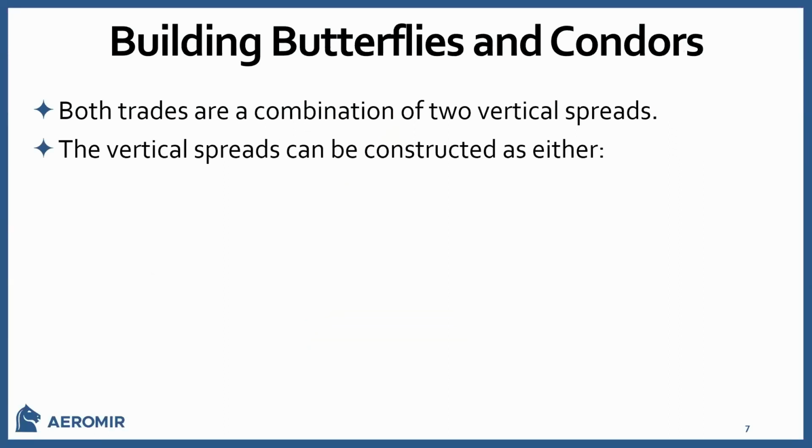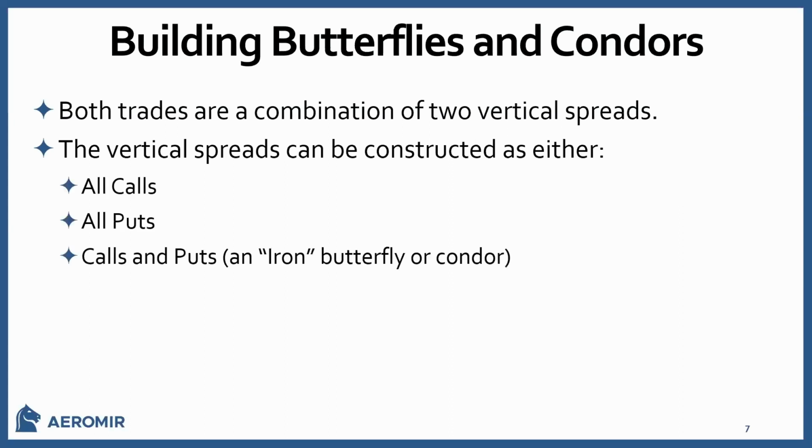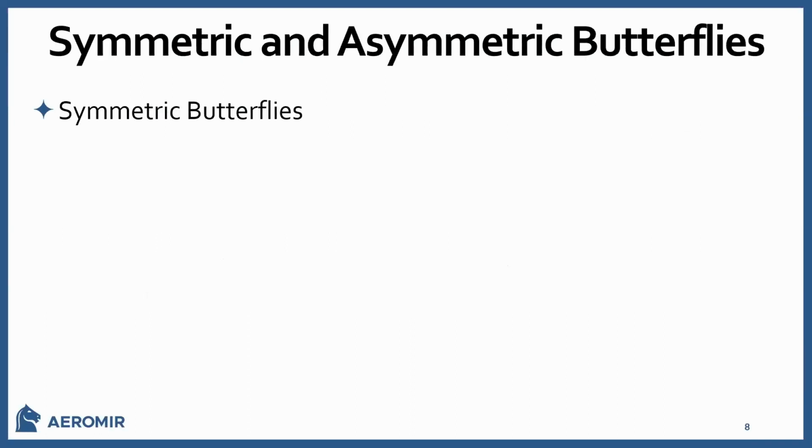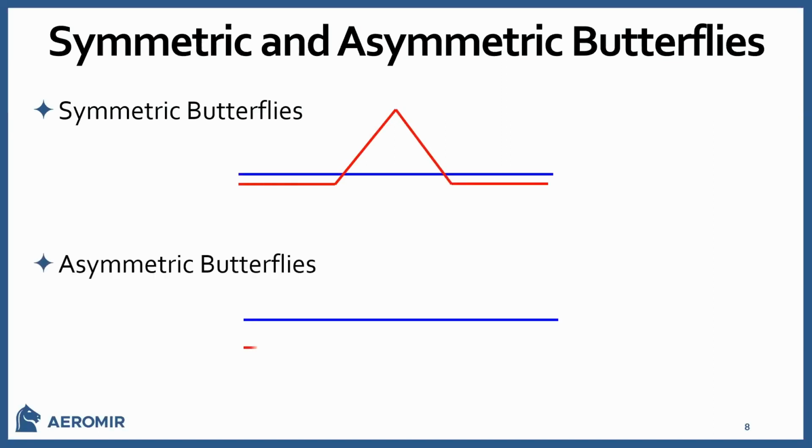They're both a combination of two vertical spreads, and you can construct them as all calls, all puts, or calls and puts, which is an iron butterfly or condor. And they can be constructed as directional or non-directional. And you can have symmetric butterflies, which usually are a lot cheaper, or asymmetric butterflies. And it's usually if you want to take a directional opinion like the M3 or A14, or even the road trip was similar to that.